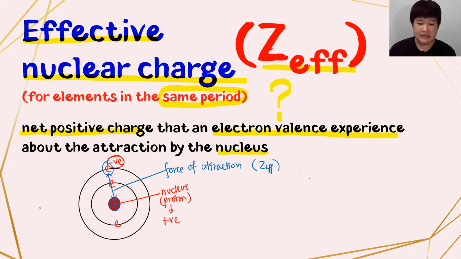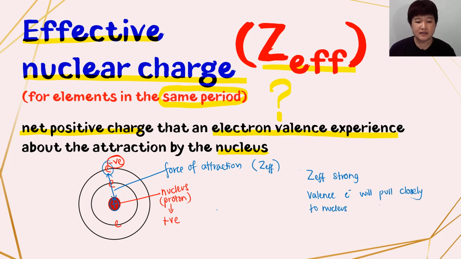In other words, if the effective nuclear charge is very strong, what happens to the valence electron? The valence electron will be pulled closely to the nucleus. And if the valence electron is now close to the nucleus, what happens to the size? The size of the atom will become smaller. Right? Agree? And we are going to look into how the effective nuclear charge can be strong, and how the atomic radii become smaller when it goes across a period.